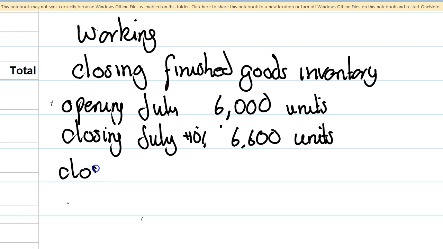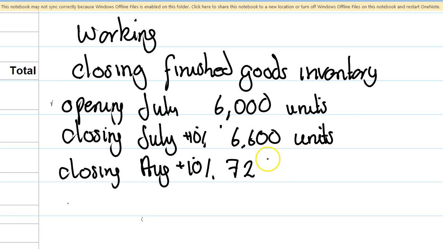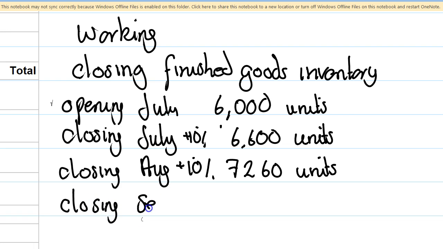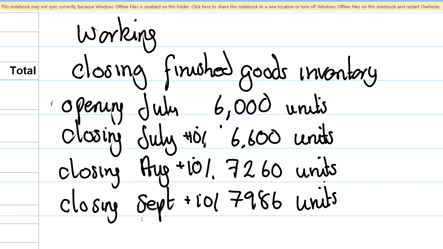We can then work out our closing August. Again, add another 10%, and that will come to 7,260 units. And our closing September, we're going to add another 10%, and that will give us 7,986 units. Make sure you understand how those calculations were made. Please practice them with your calculator.